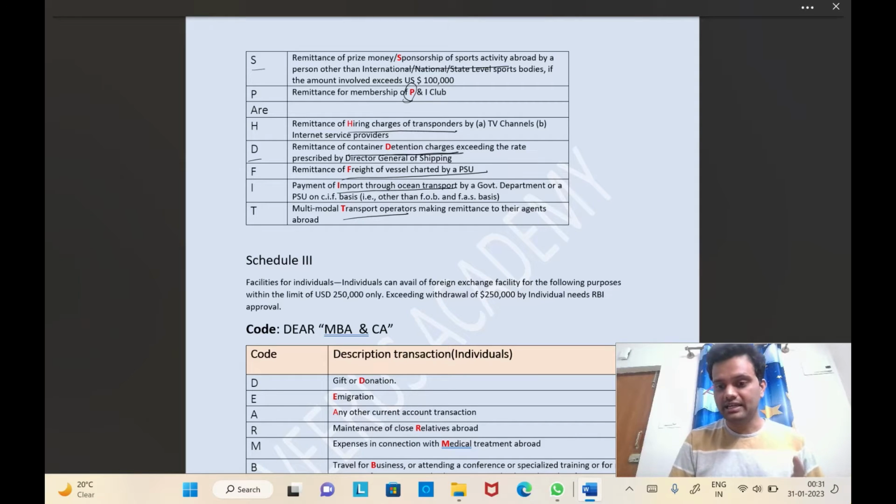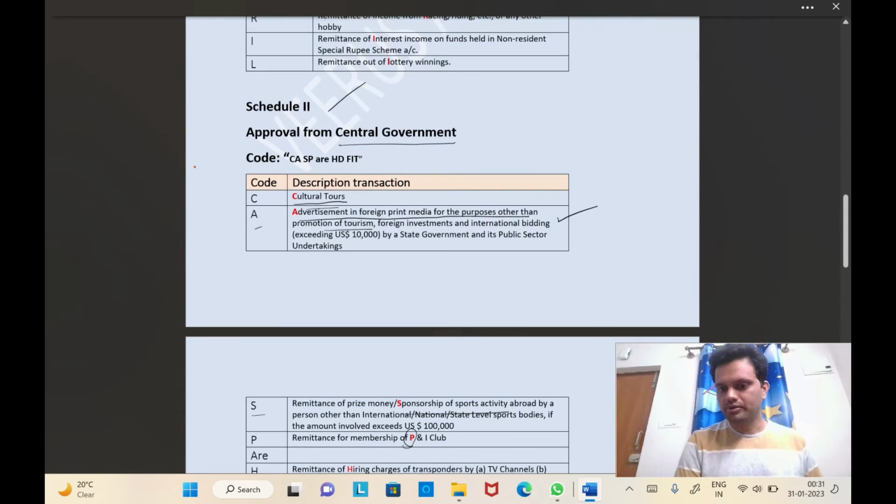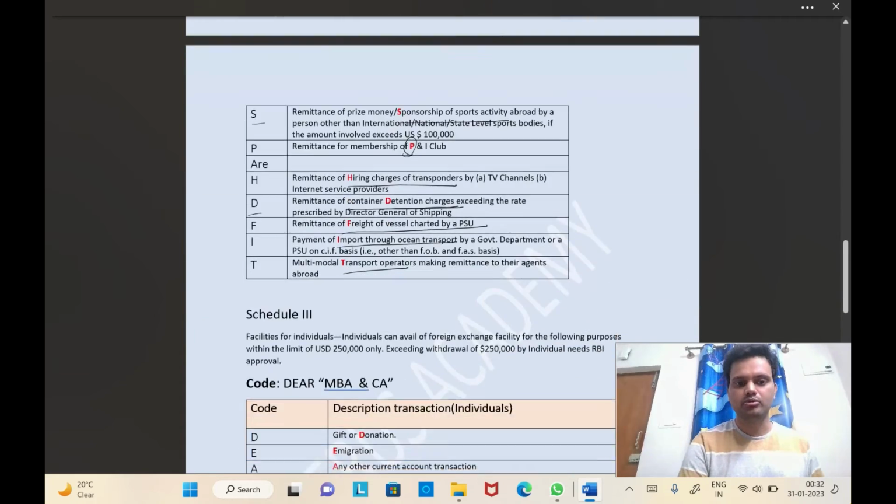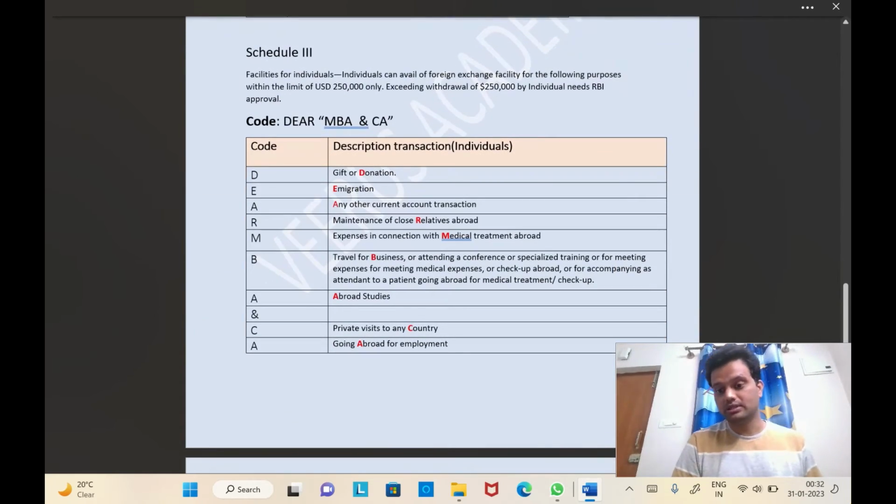I kept the entire clause here, not just the highlighted code word, because you can use this material to revise the entire current account transactions. That's the reason why I kept the entire clause here. I hope you are clear on this. CASP or HD FIT, if you remember, then you will be able to remember all the clauses where central government approval is needed. Now I'm moving on to Schedule 3.